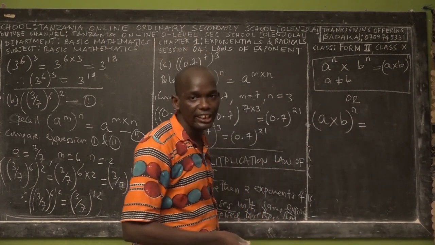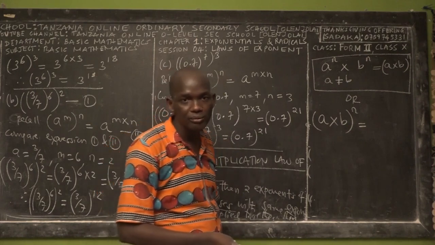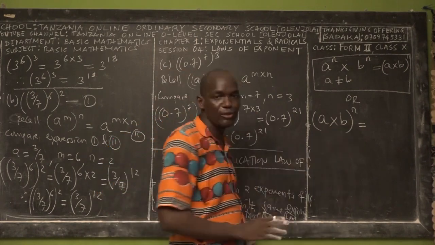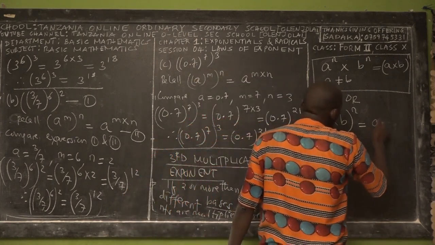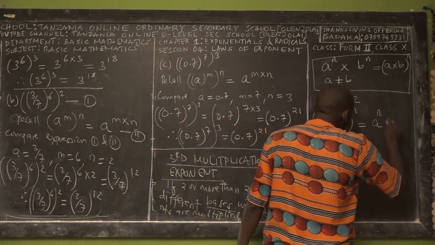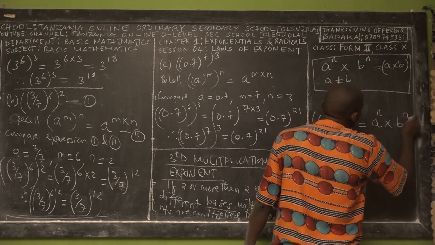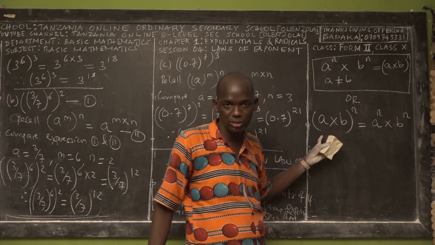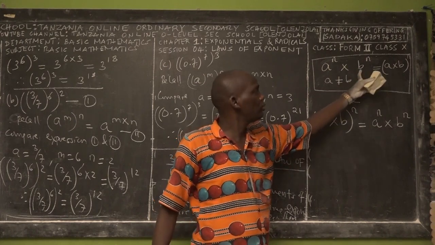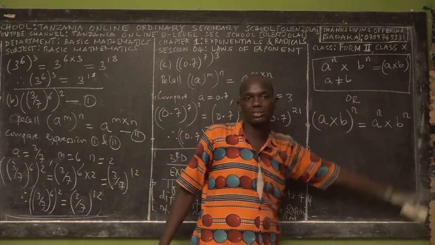Or we can write, if we are given the problem as A times B power n, we can write it in expanded form. If you write it this way, it is a single exponent. Then we can write it in two exponents, and this is A power n times B power n. These are the two exponents, and this is the single exponent.